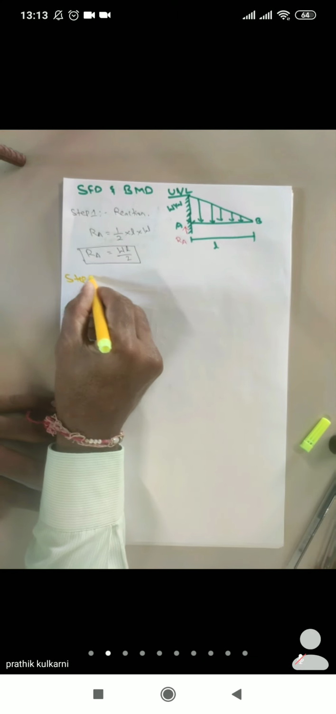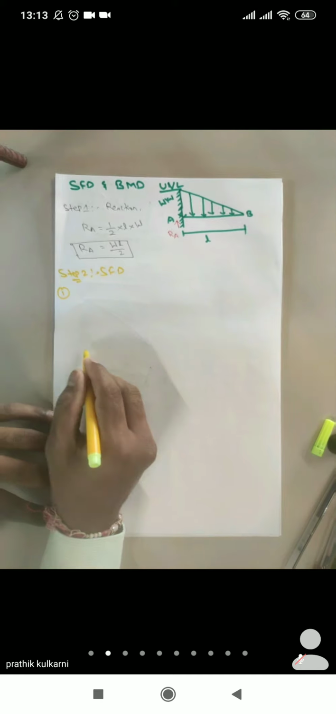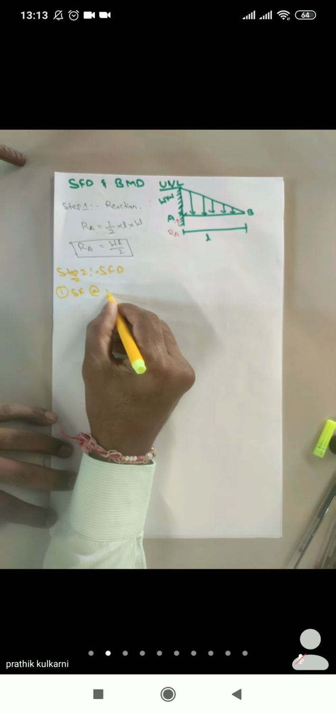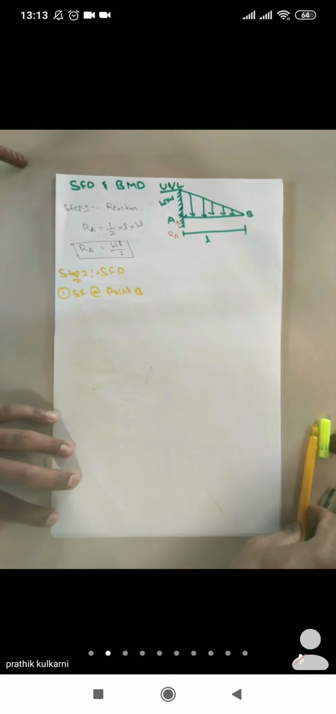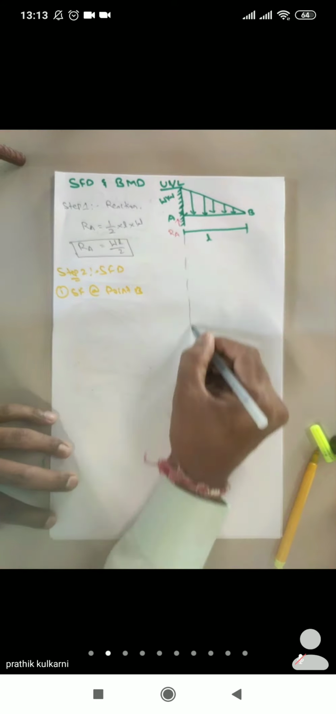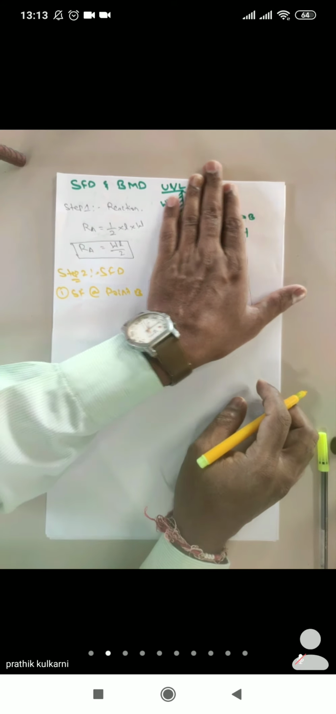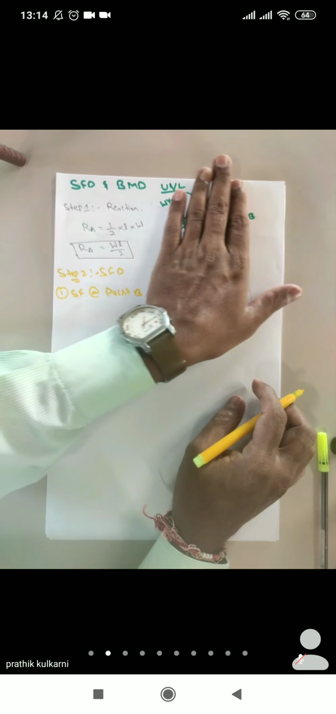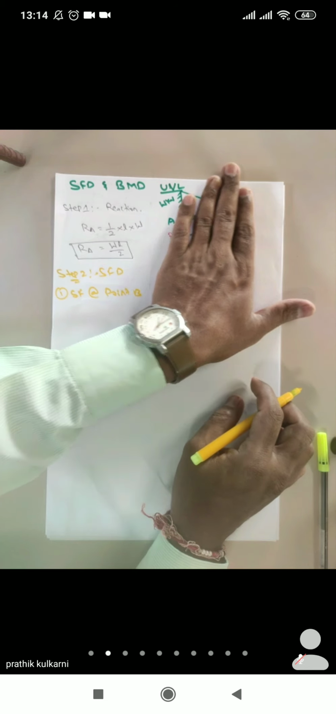Now what is our step 2? Step 2 is you have to go with your shear force diagram. First, the shear force at point B. Why point B? Because, as I said, we have to come from point B to point A. Whenever you come across a cantilever, try to solve the problem from your right hand side to your left hand side.